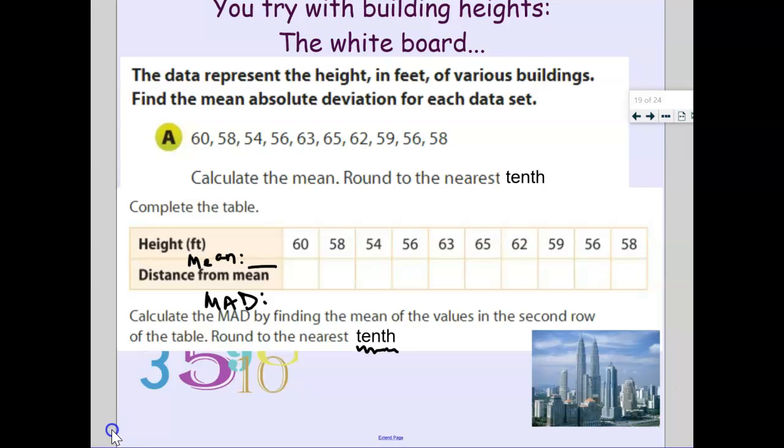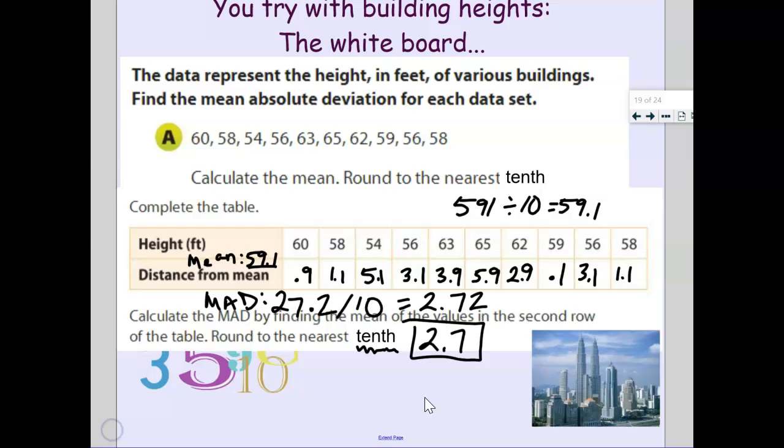Pause. Okay, so hopefully I didn't mess this up, and hopefully you didn't either. When I added all these numbers up, I got 591. I divided by 10, and I got 59.1 for my mean, or my average. I subtracted and got all of that right there. I added all that together and I got 27.2, divided by 10, and I got 2.72. And since I'm rounding to the nearest 1/10, that gives me 2.7.